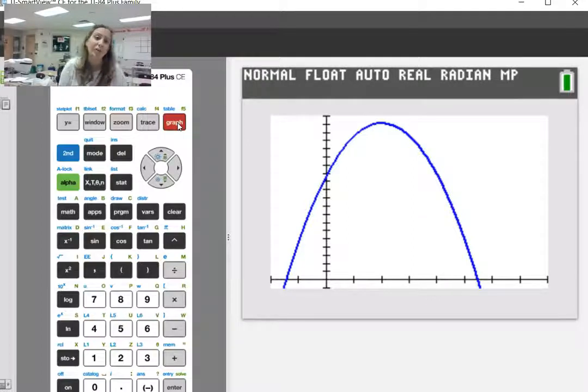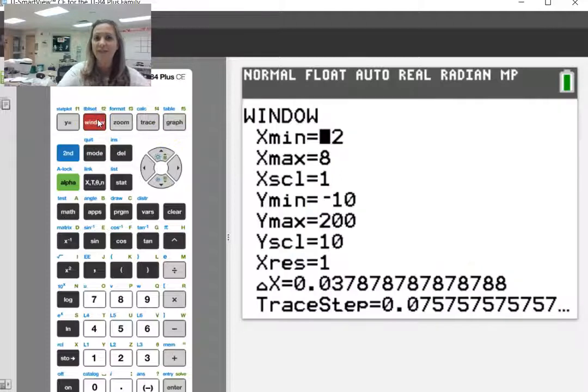Okay, so the window is not like a formula that you will all have the same window. You just kind of play with it a little bit, but think about the context of the situation to see what values you might use, and that can help you in your window. So let's write these values of the window down on our paper.